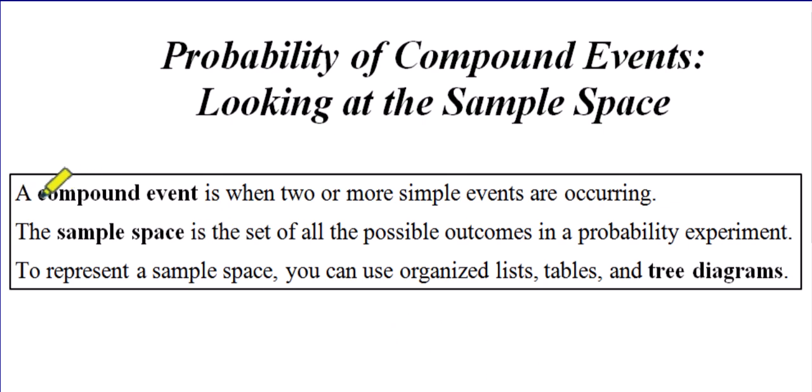All right, follow along. A compound event is when two or more simple events are occurring. We'll see some examples of that today. The sample space, which we've talked about this phrase before, is the set of all possible outcomes in a probability experiment. To represent a sample space of a compound event, you can use organized lists, tables, and tree diagrams.